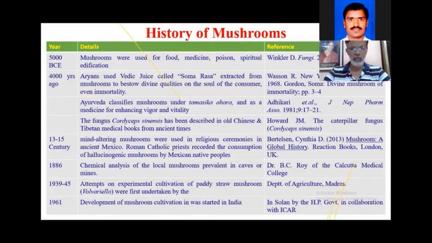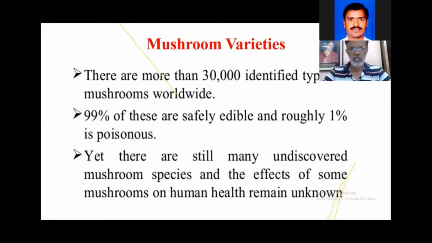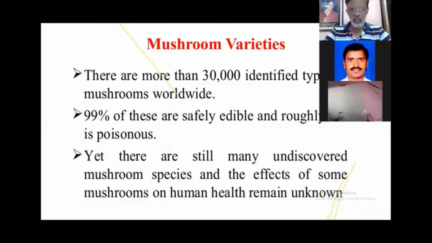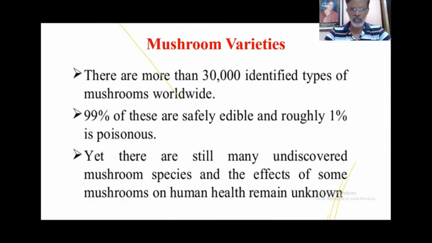As of today, about 30,000 mushrooms are present worldwide. 30,000 is a huge number. Of these, 99% are safe for consumption. They're edible. Maybe 1% is poisonous, but 99% are very safe and edible, right?